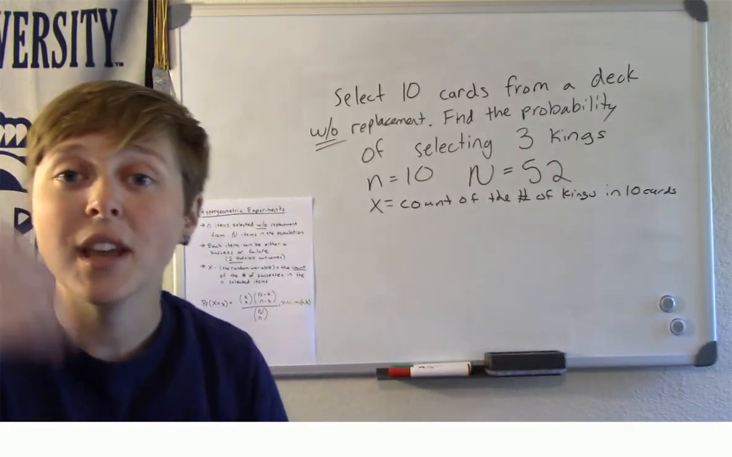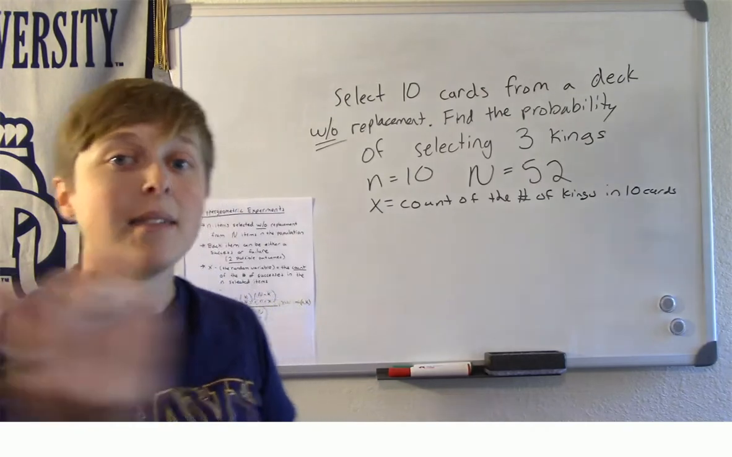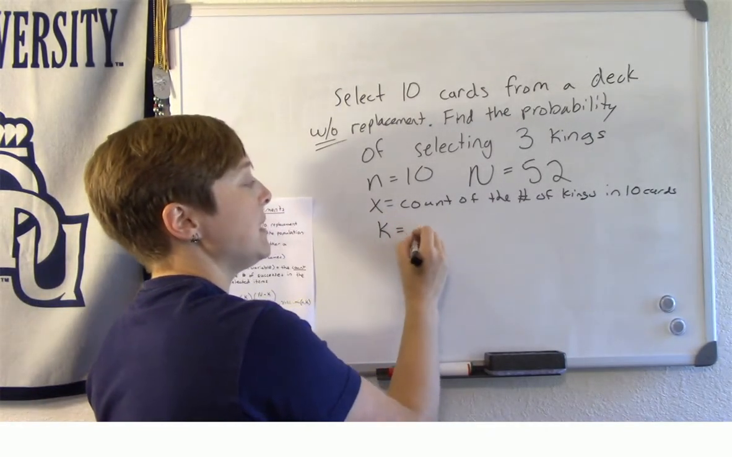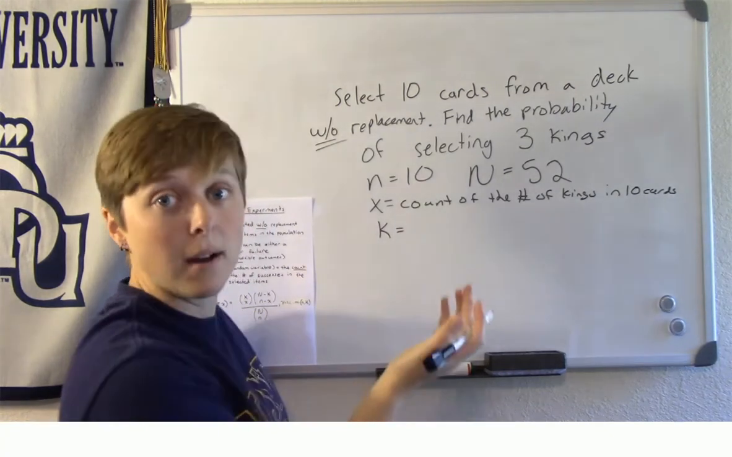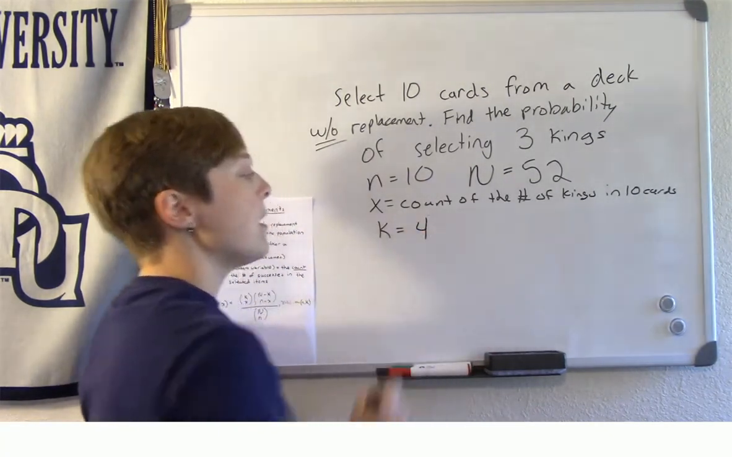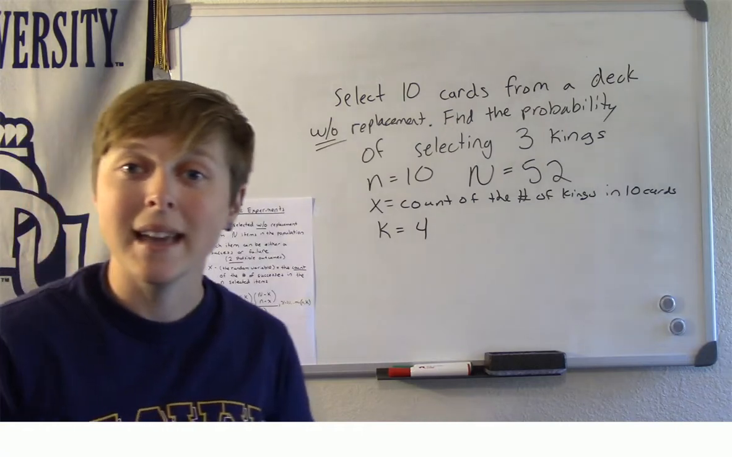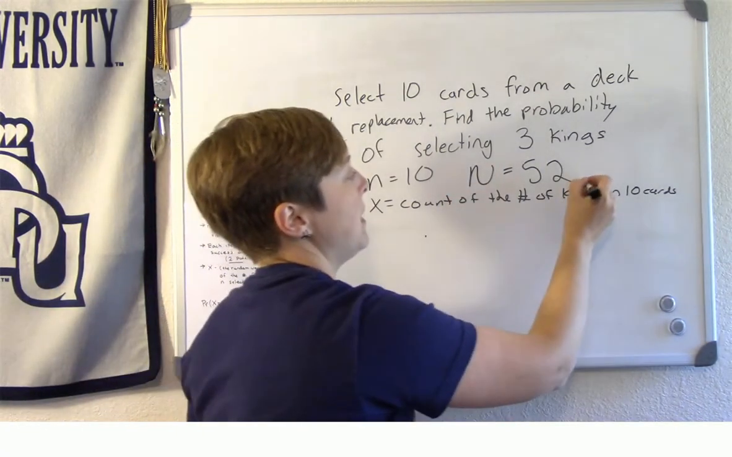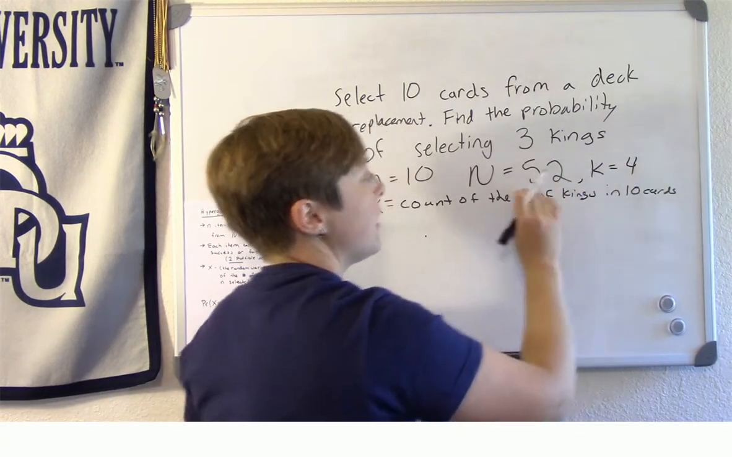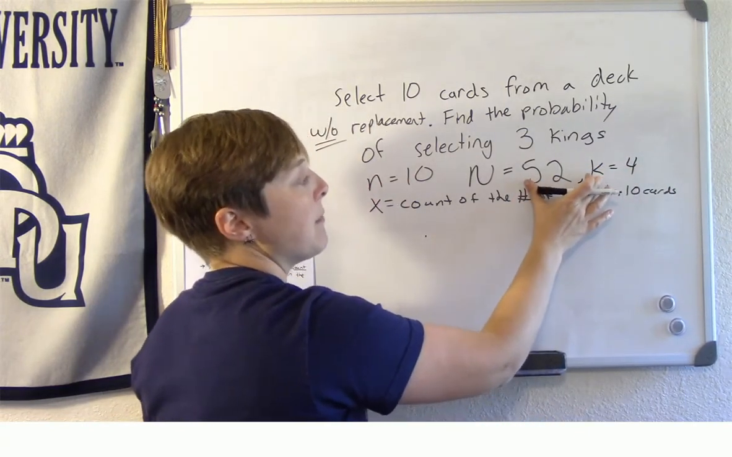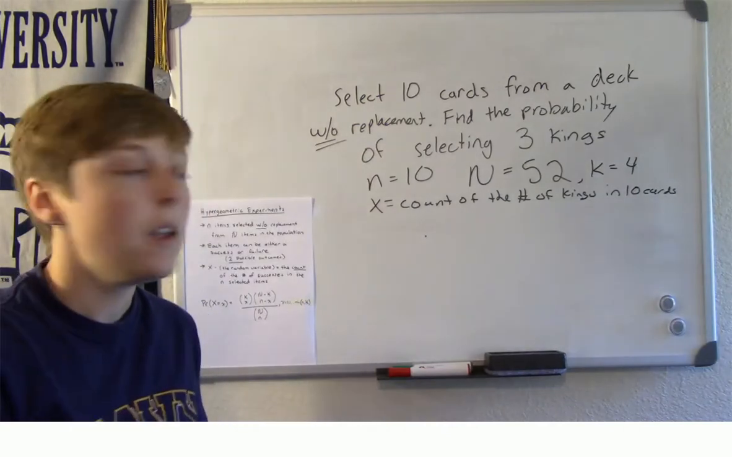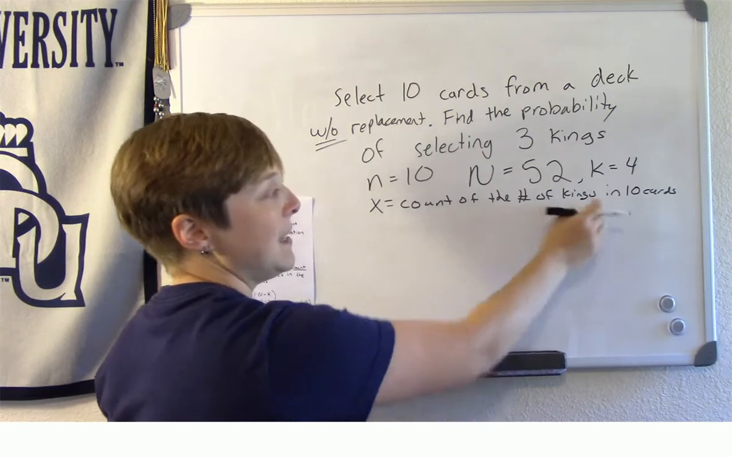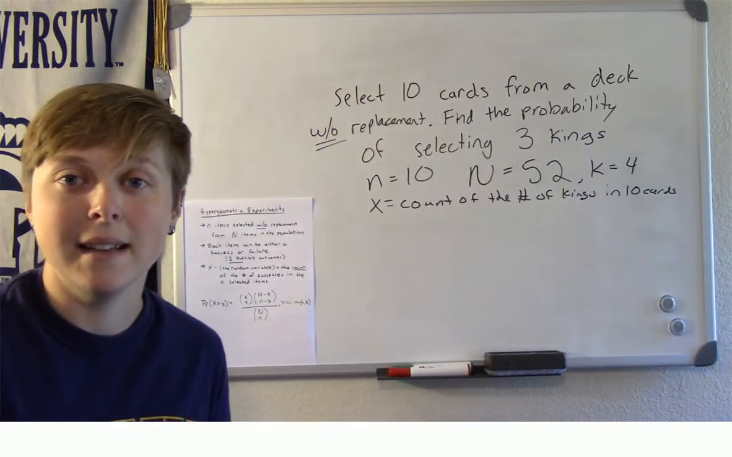All right? And actually, the number of kings that are in the deck, that's what we call K. K is the number of successes in the population that are possible, right? So there are 4 kings in the deck, so that's what K is. So K is related to N here. So actually, let me put it next to it. Okay, this is population. This is coming from the population. All right, so X is related to the sample. It's the count of the number of kings in the sample from the 10 cards you get.